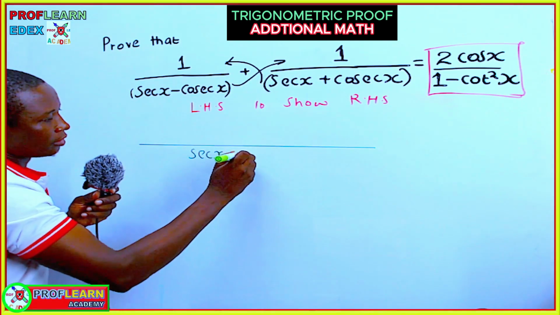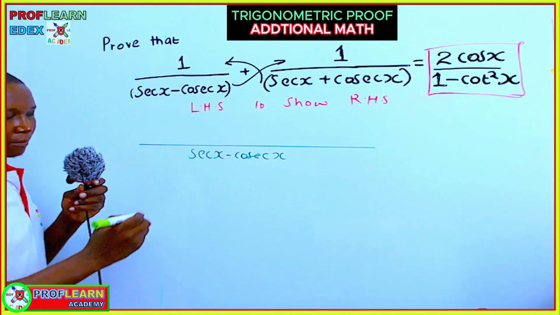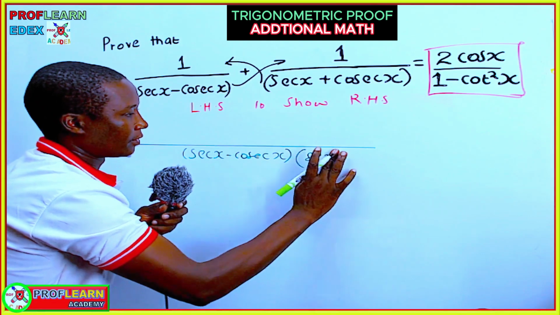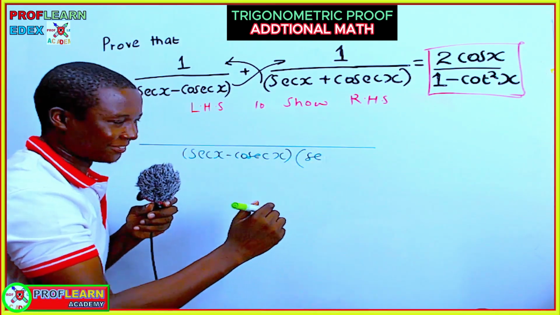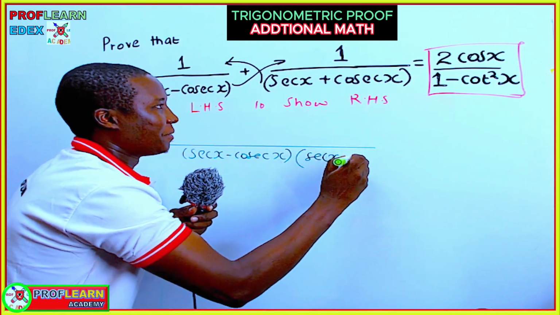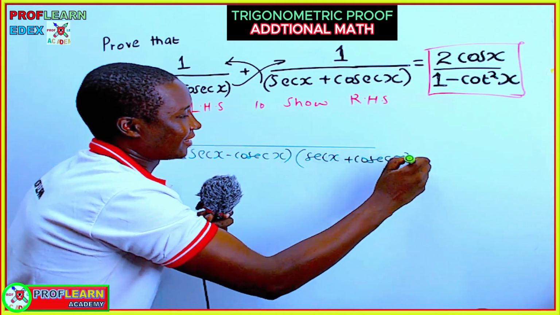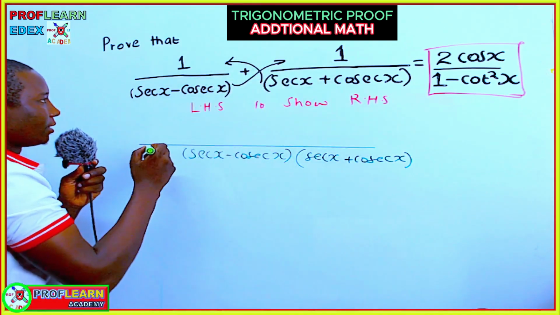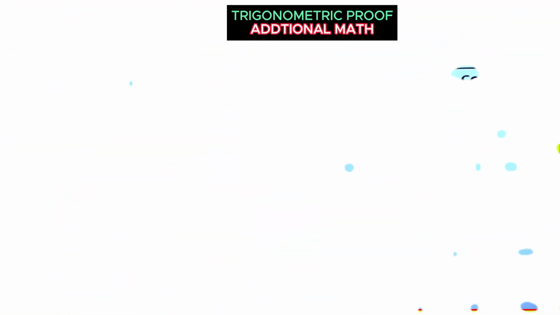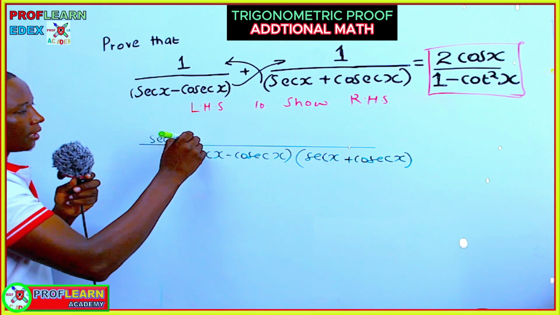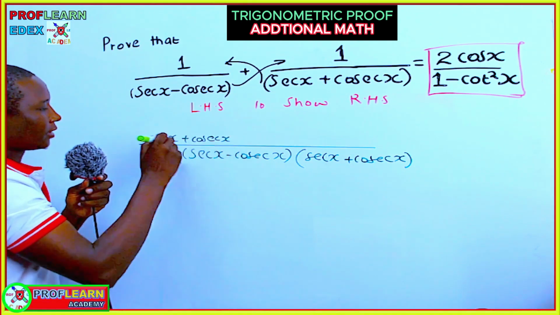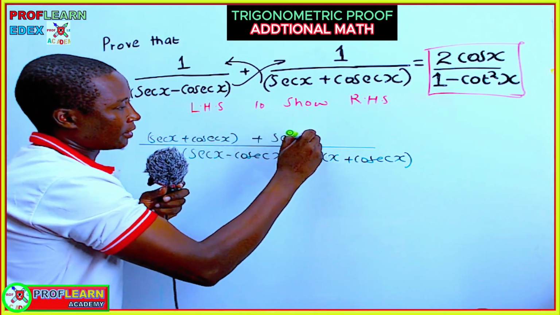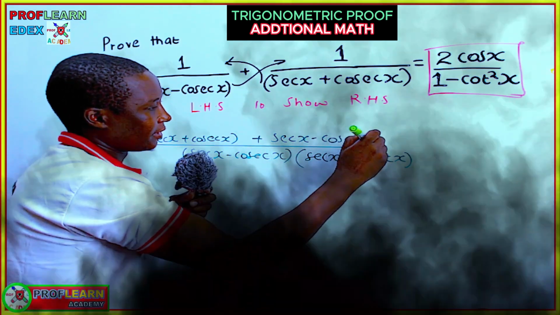So we are going to have sec x minus cosec x multiplied by sec x plus cosec x. Meaning, using the butterfly method, this term will be multiplied here and this term will be multiplied here. So we are going to have sec x plus cosec x plus sec x minus cosec x.